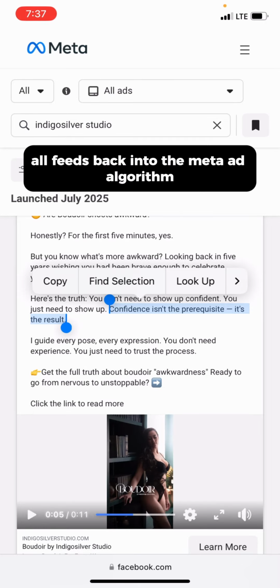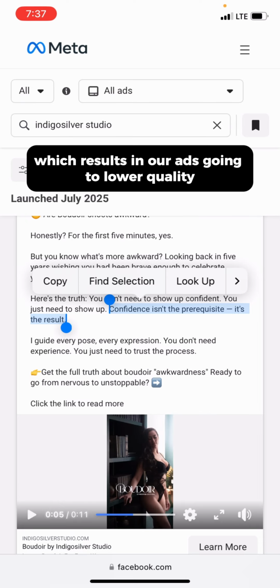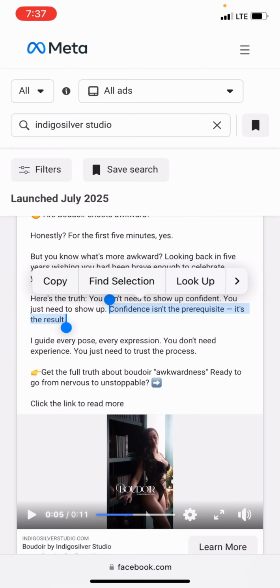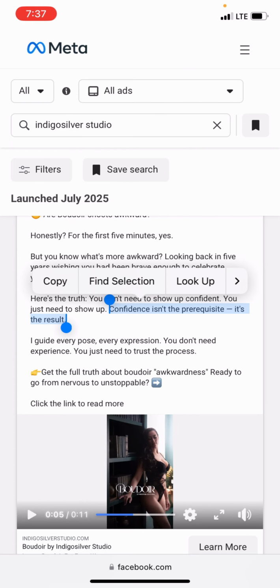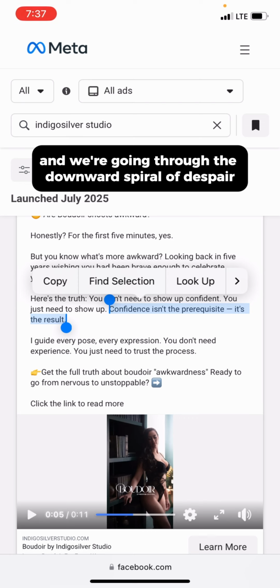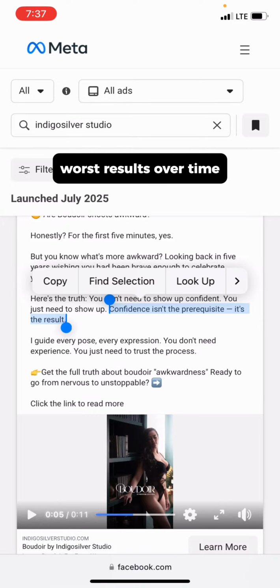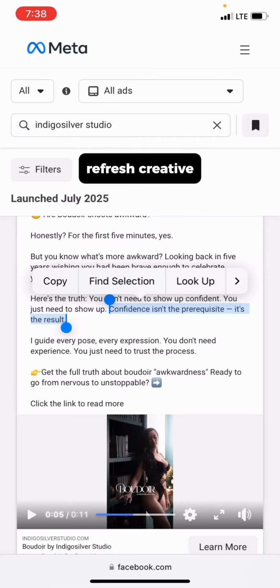All feeds back into the Meta ad algorithm, resulting in the data from tranche 1 sending our ads to lower quality Meta profiles for tranche 2, which results in same ad spend, worse results. And we're going through the downward spiral of despair already. Same ad spend, worse and worse and worse results over time. Ad dies out, ad burns out, refresh creative.